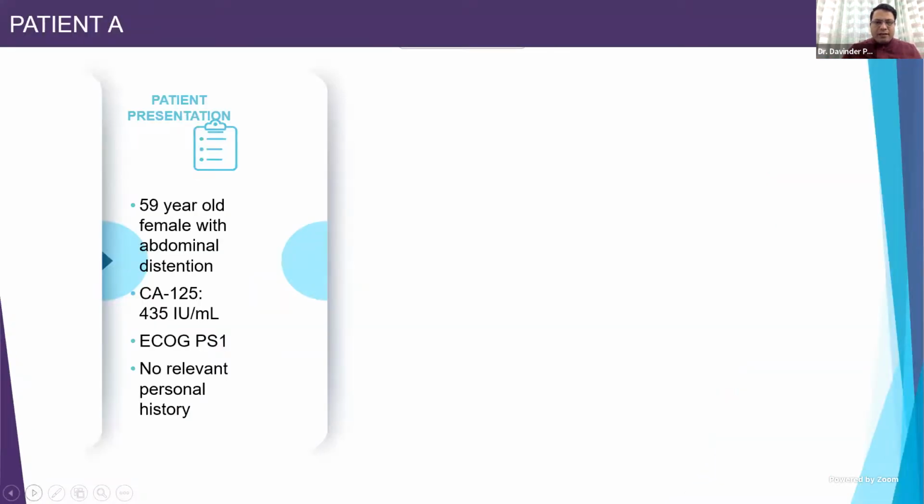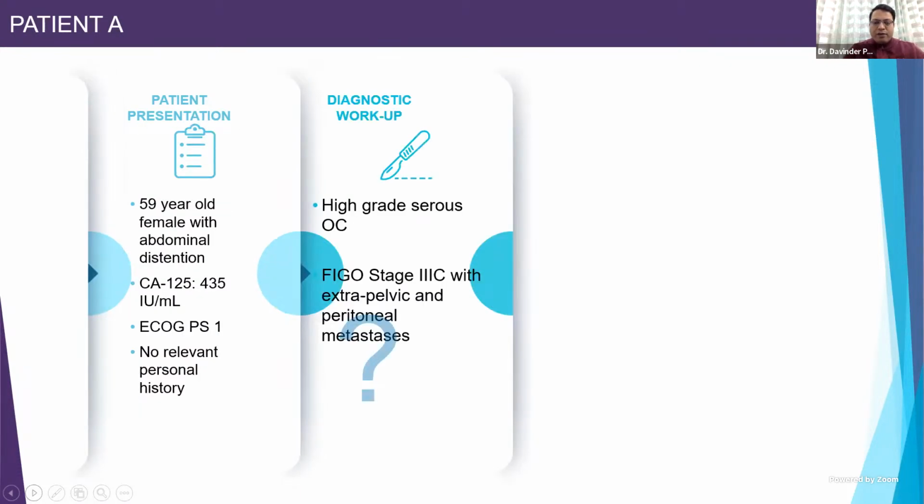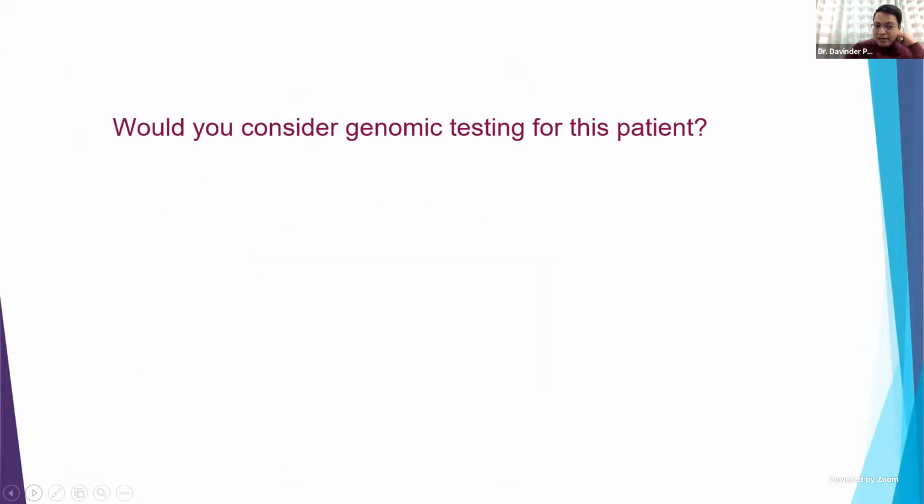So I'll start with a case: a 59-year-old female with abdominal distension, CA125 raised, ECOG PS1, no relevant personal history. Next. So high-grade serous ovarian cancer, FIGO stage 3C with extrapelvic and peritoneal metastasis. Next slide. So would you consider genomic testing for this patient upfront, or will you wait for some time? So I'll just start with Dr. Arun, if he is available.